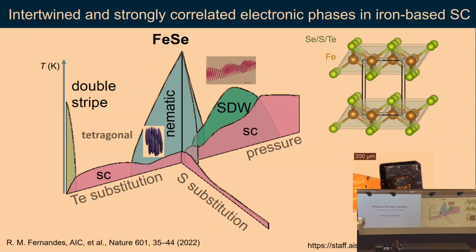What was quite unusual about this family of compounds was that finding superconductivity when you have iron wasn't expected. Iron is quite magnetic in general. You create magnets out of iron.